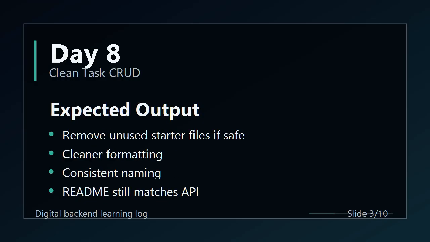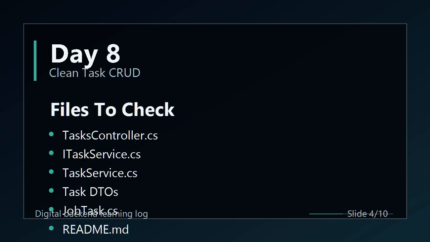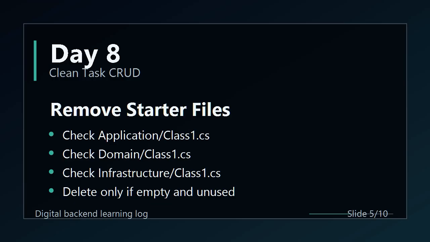By the end of the day, unused starter files should be removed if safe, formatting should be cleaner, naming should be consistent, and the README should still match the API. The main files to check are TasksController, ITaskService, TaskService, the Task DTOs, the JobTask domain entity, and README.md. Start by checking the default Class1 files in Application, Domain, and Infrastructure. If they only contain empty starter classes and are unused, delete them.